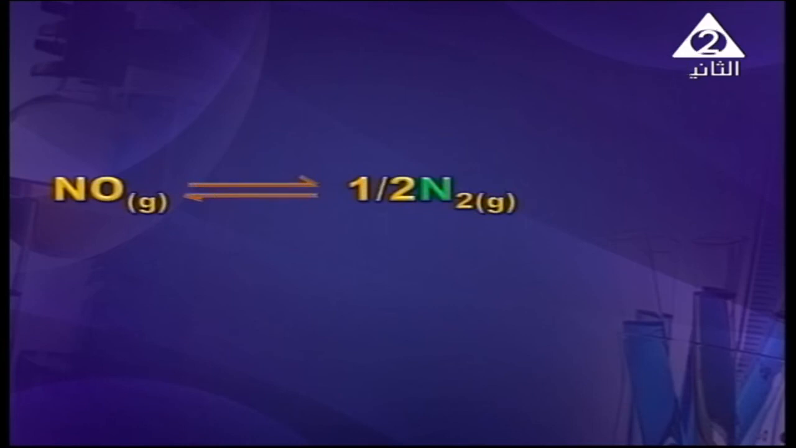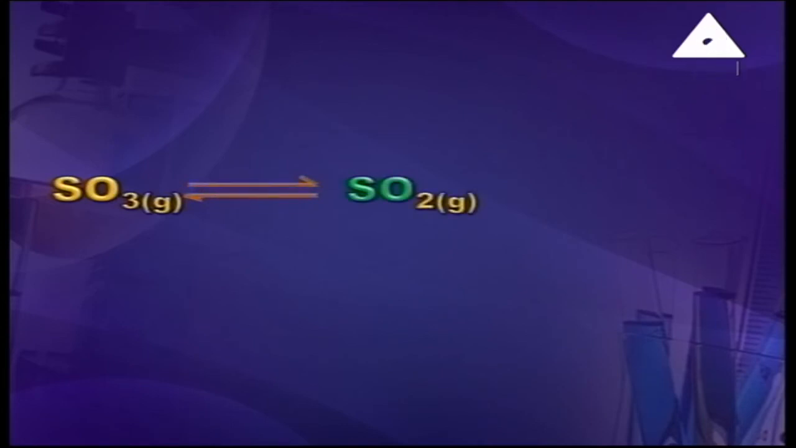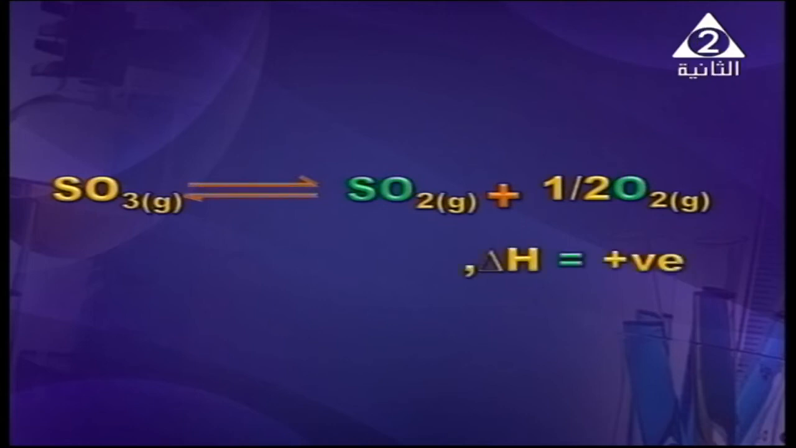Next problem, my dear student. Examine the following reactions. NO in equilibrium gives half N2 and half O2 in gas state, and delta H is negative, meaning less than zero. Here, another equation: SO3 gas decomposes into SO2 gas and half O2 gas. Delta H in this reaction is positive, which means greater than zero.